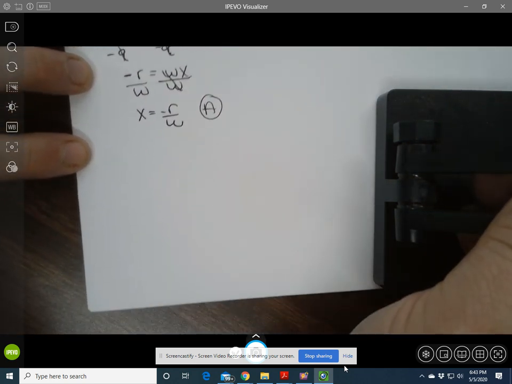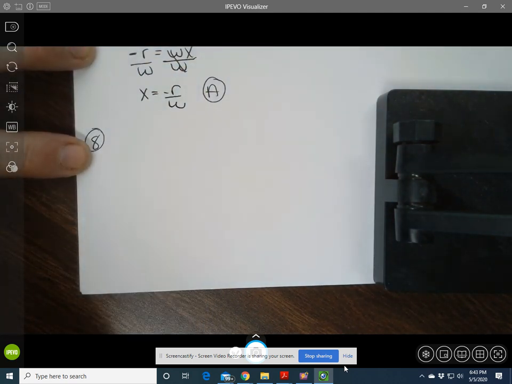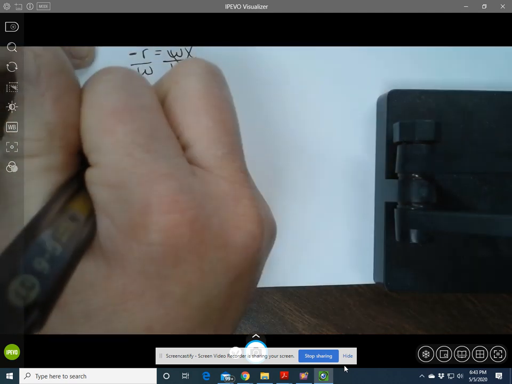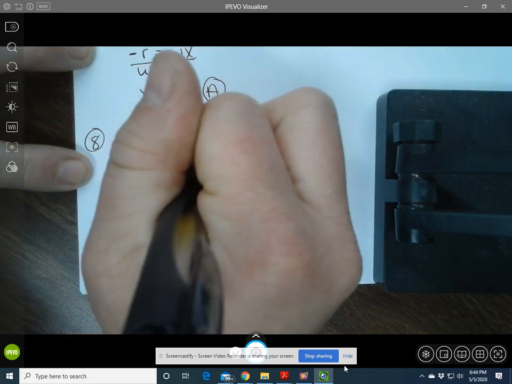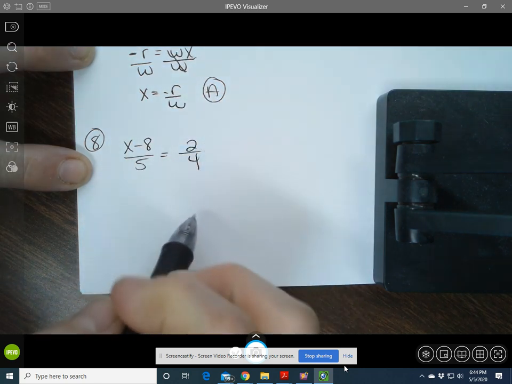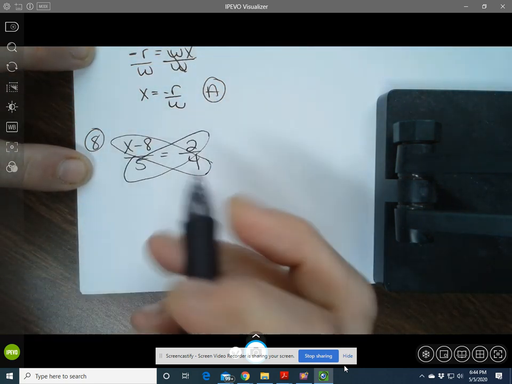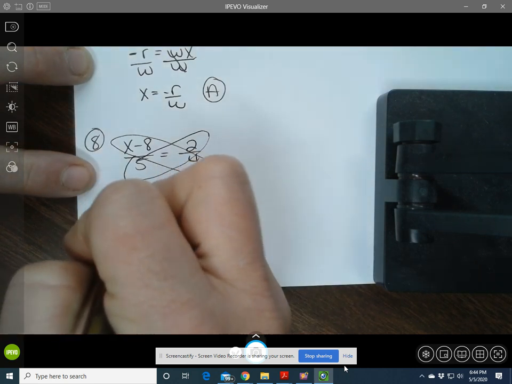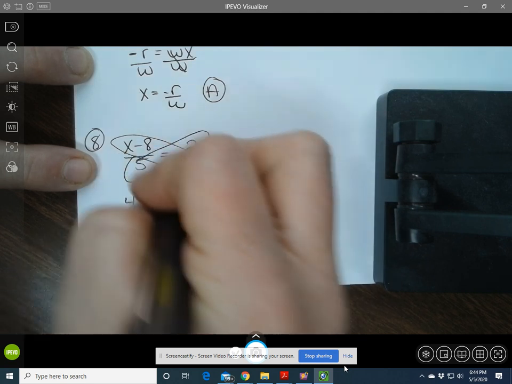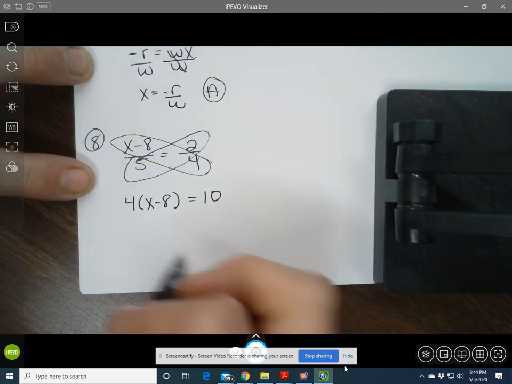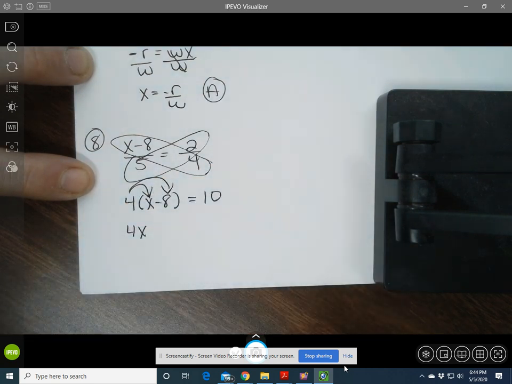Okay. All right, let's look at number 8. Number 8 is a proportion. We have x minus 8 over 5 equals 2 over 4. Remember back in 5th grade when you were taught the butterfly method? That's the same thing. You're just doing it with algebraic stuff. So you have 4 times x minus 8, and that's going to be equal to 5 times 2, which is 10. So I have that 4x because I'm going to distribute.